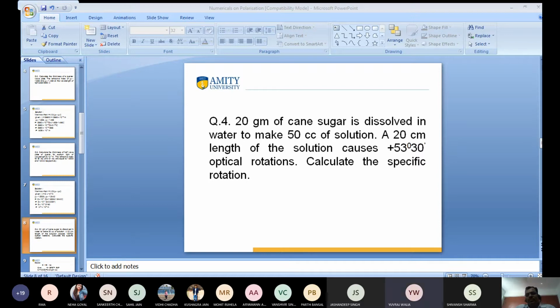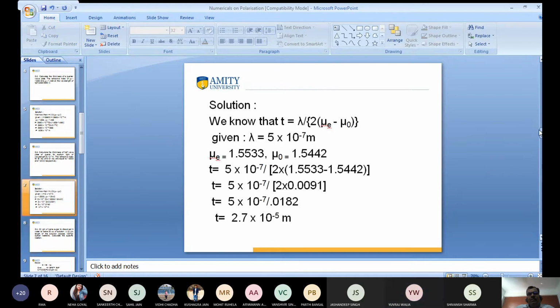Sir, 66.87. What is the unit? Sir, this is alpha, degree. Yes, this is not alpha. This is specific rotation, which is equal to theta divided by LC. Yes, sir. Mine is coming 66.87. Okay, what is the unit? Theta degree, sir.